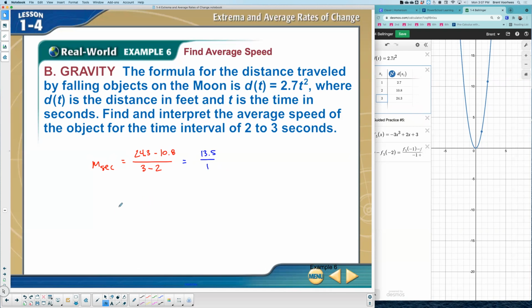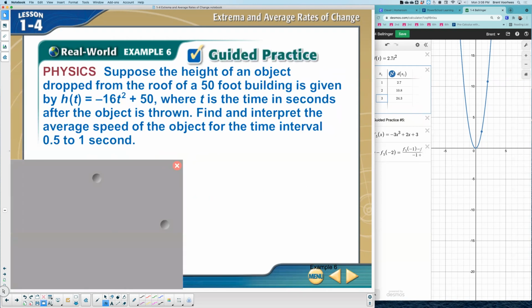So this would say that the object is falling 13.5 feet per second between the interval 2 and 3 seconds, on that interval. So with that, I'll let you try this one.